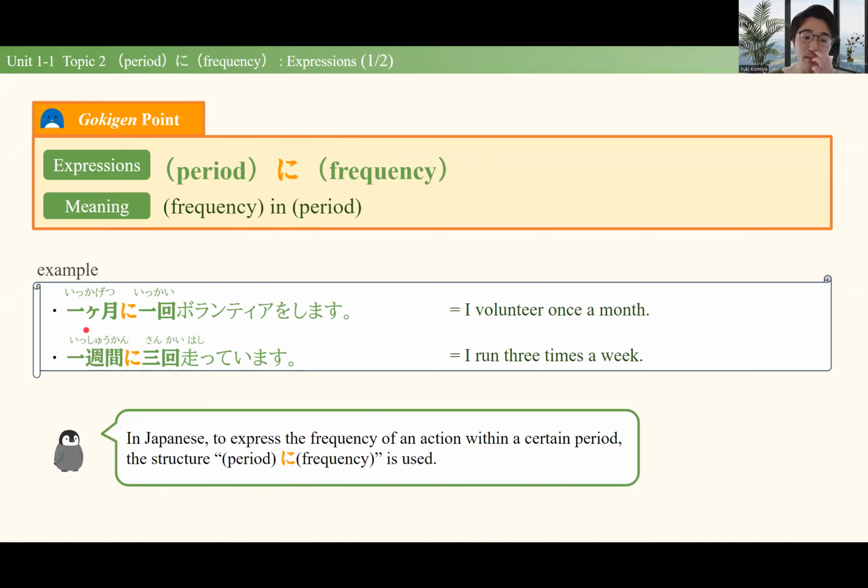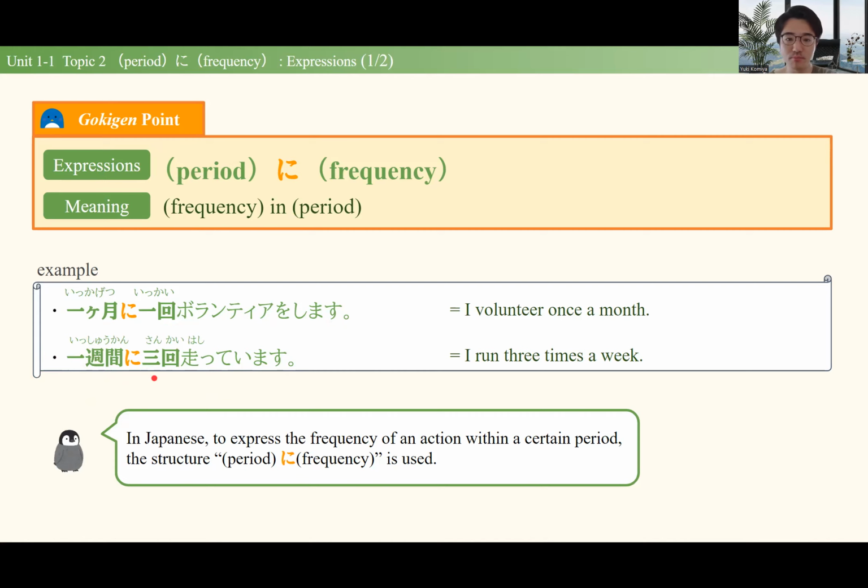So 1ヶ月に1回ボランティアをします。So 1ヶ月に1回、1ヶ月 is a period. So in a month, 1回, one time. So one time a month. I volunteer. I do volunteer work. 1週間に3回走っています。So that will be 3 times in a week. So the period, the duration comes first, and then how many times, how often you do it.